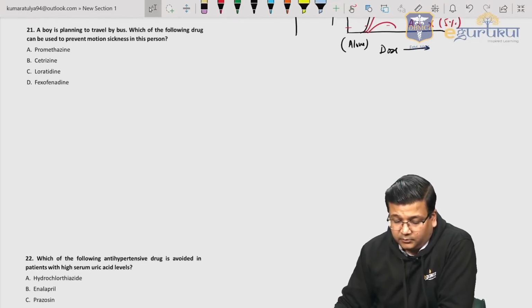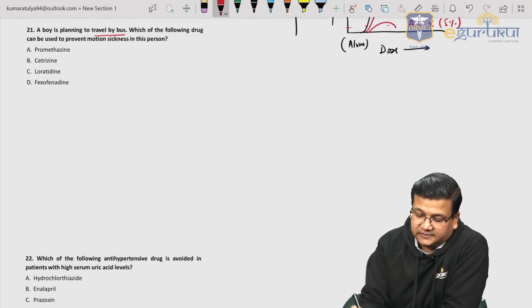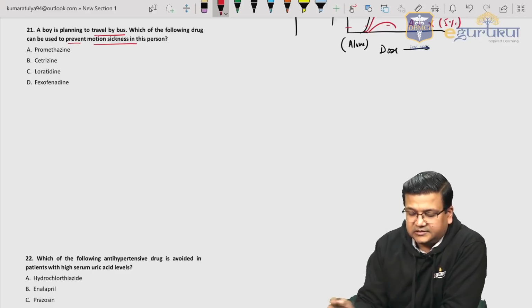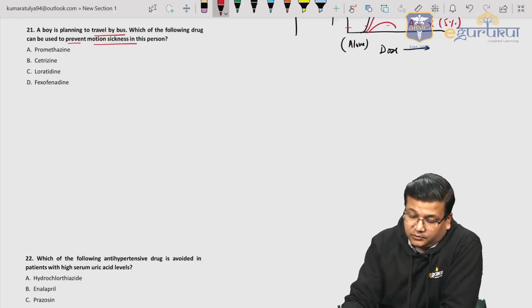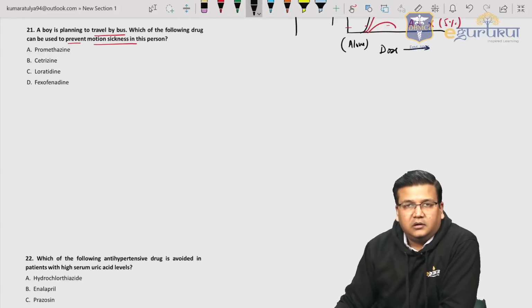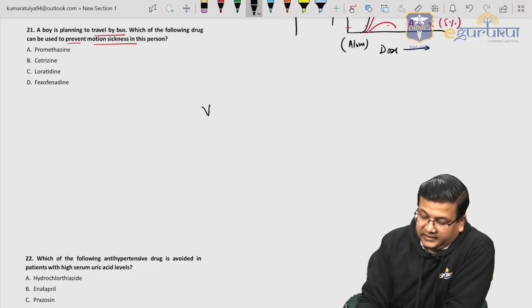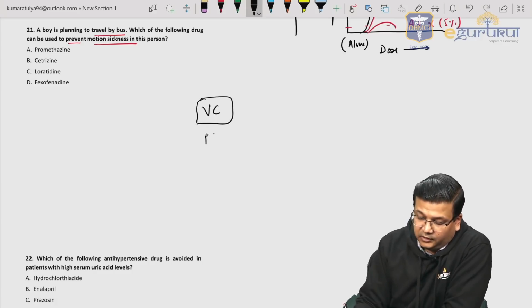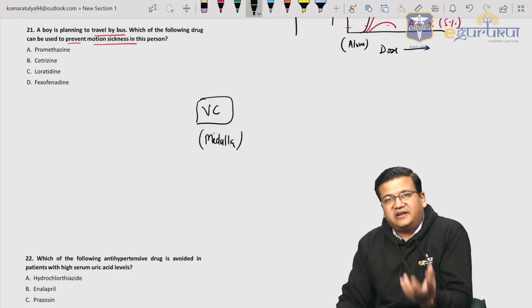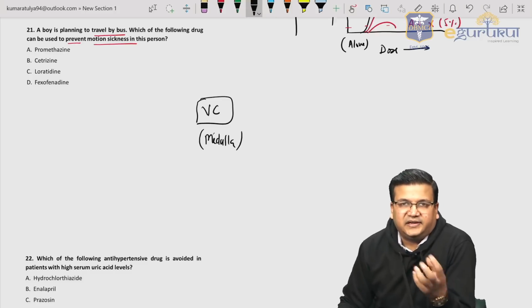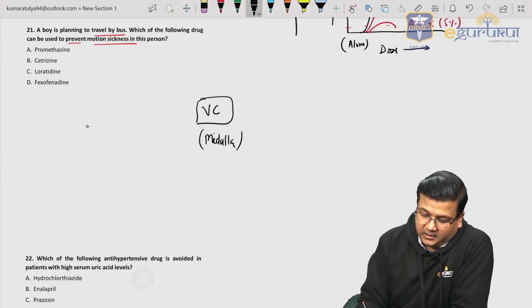Question number 21, a boy is planning to travel by bus. Which of the following drugs can be used to prevent motion sickness? It is a very simple question if we understand the mechanisms behind motion sickness. There is a vomiting center in our brain. Vomiting center is in medulla. So please remember, vomiting is a reflex, and like all reflexes, the main center is in brainstem or medulla.